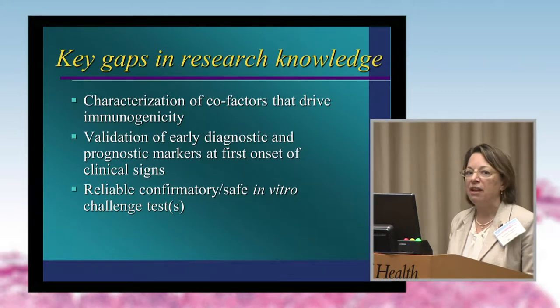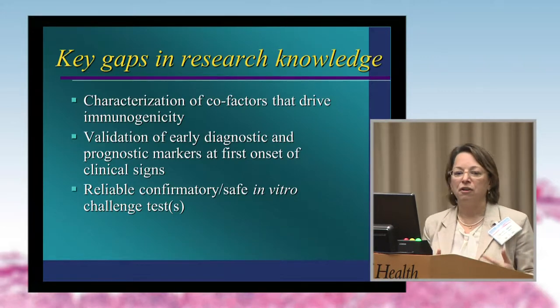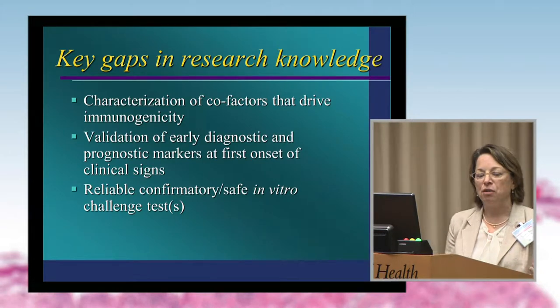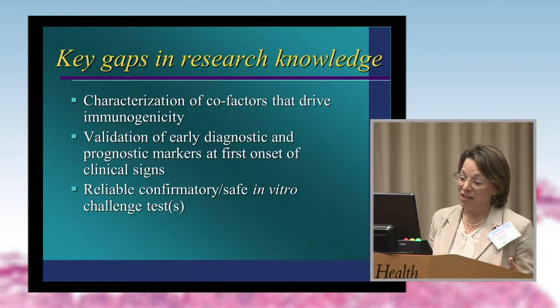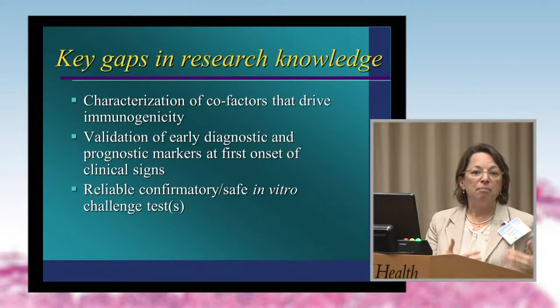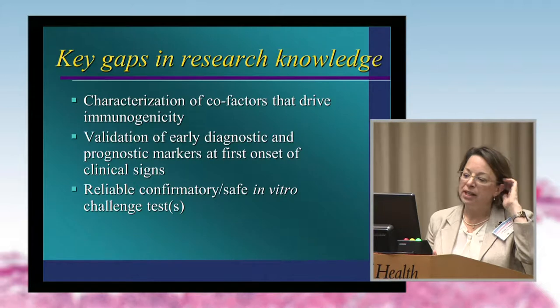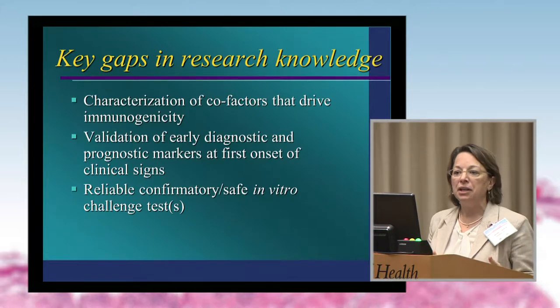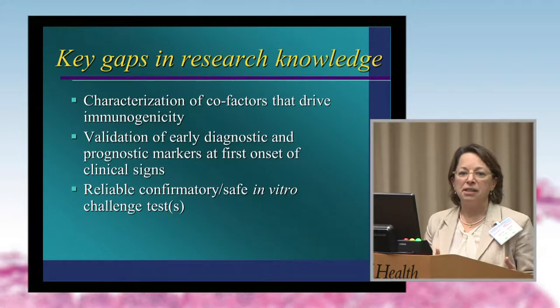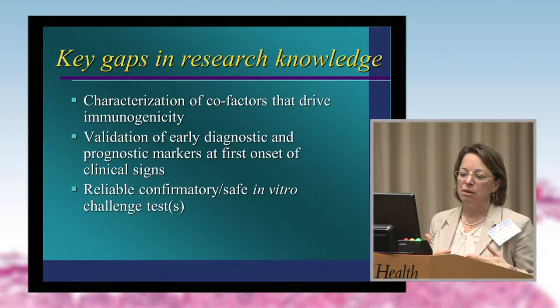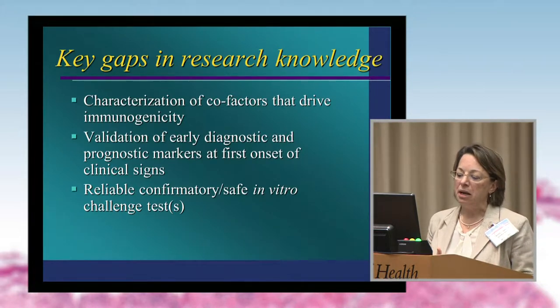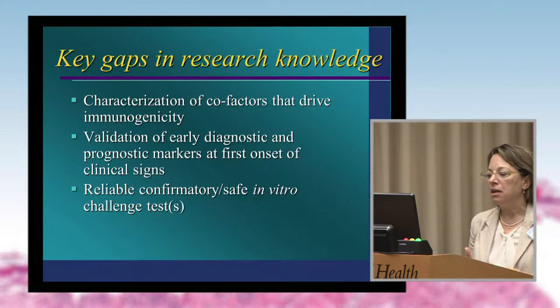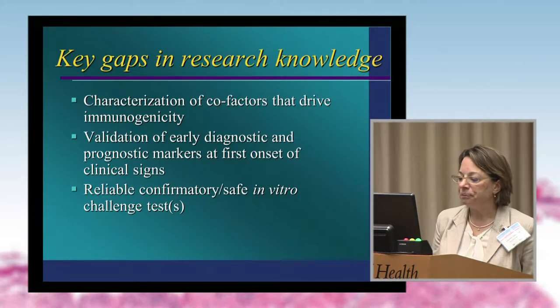And then we talked a lot about validation of early diagnostic and prognostic markers at the first onset of clinical signs. Because these are rare diseases, you can't really get baseline data on all patients that are treated. But the goal would be to have a strong surveillance system where you could have collection of appropriate samples very early in clinical onset, before the skin is completely soft. You can actually do immunohistochemistry, you can get appropriate PBMCs, perhaps urine and plasma samples, as well as DNA, to try to find diagnostic and prognostic markers.